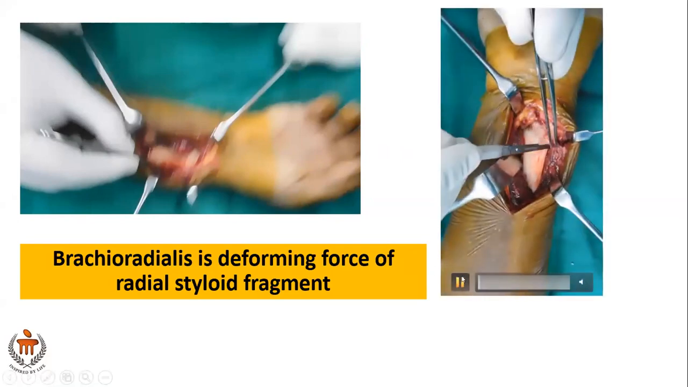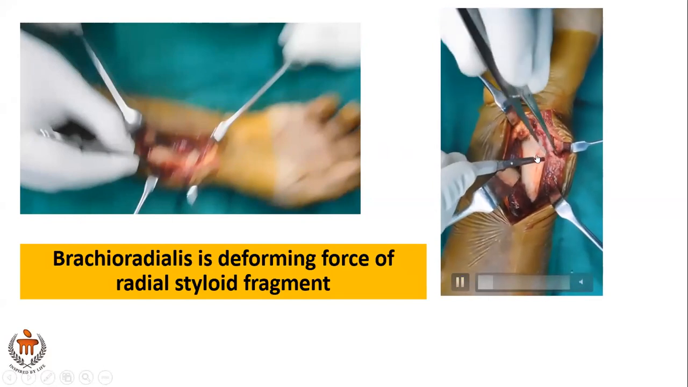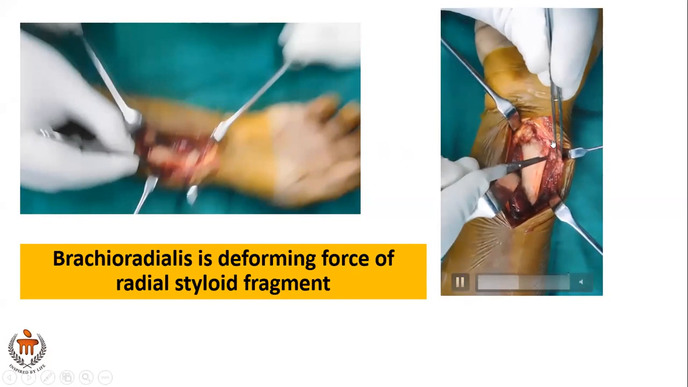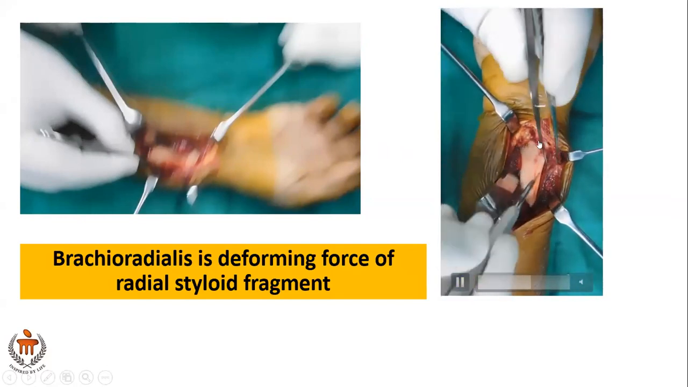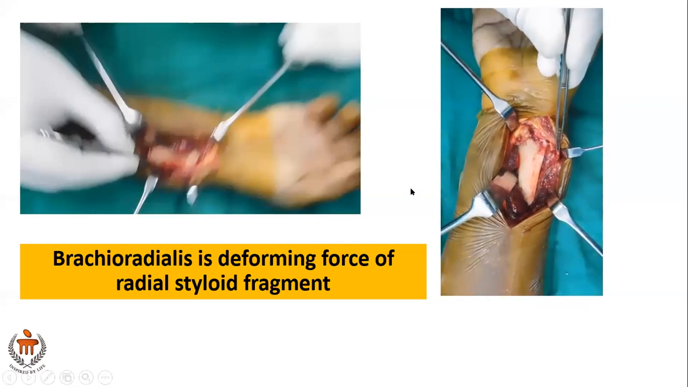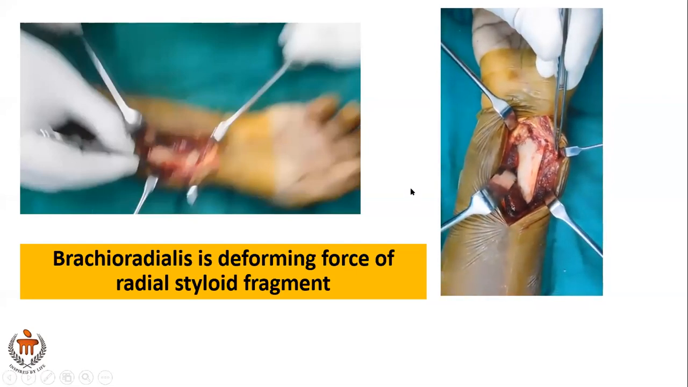Again, during your dissection, if you can take away the brachioradialis all the way there, it makes your life easy to reduce these fragments with this radial translation. The fragments will come back nicely here. And there's a broad attachment here and you don't really do any damage there.